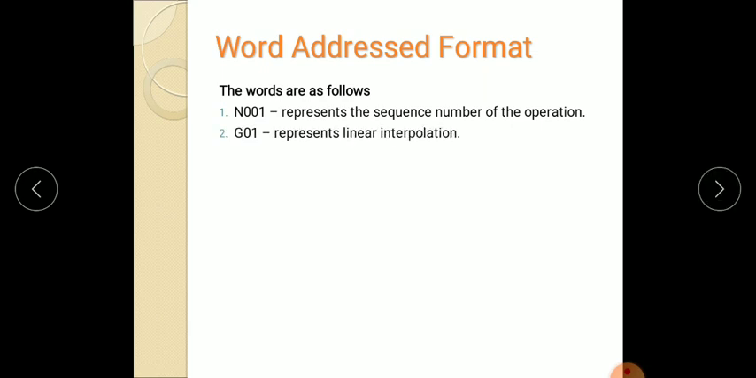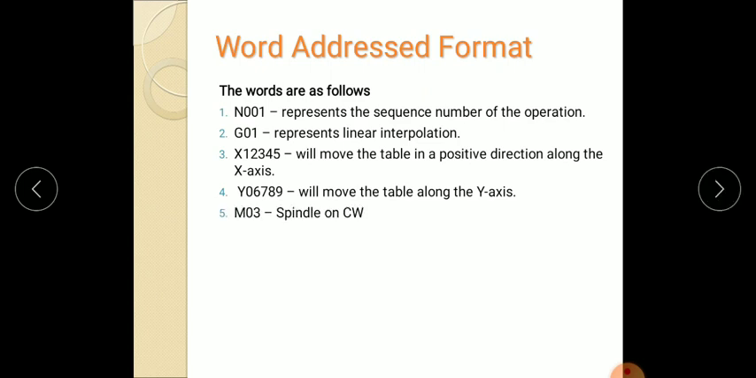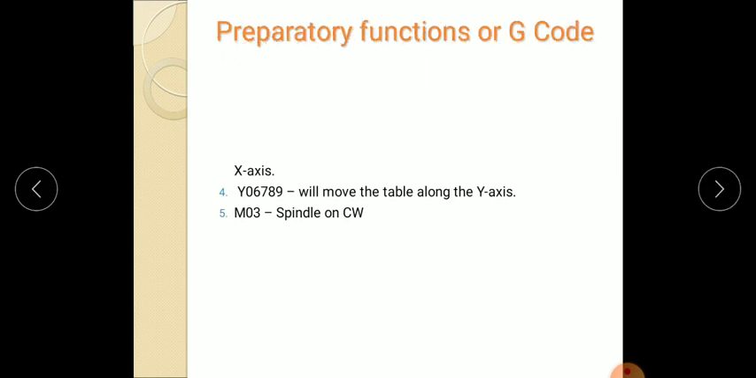Next, word address format. The word addresses are as follows. First one, N001 represents the sequence number of operations. G01 represents the linear interpolation. X1, 2, 3, 4, 5 will move the table in positive direction along the x-axis. X0, 6, 7, 8, 9 will move the table along the y-axis. M03 spindle in clockwise. Now next, preparatory functions, which represent the G codes.